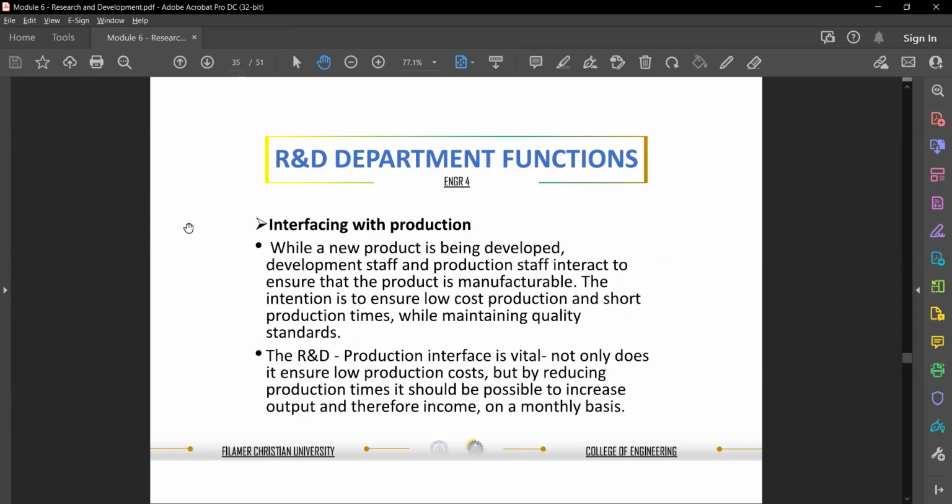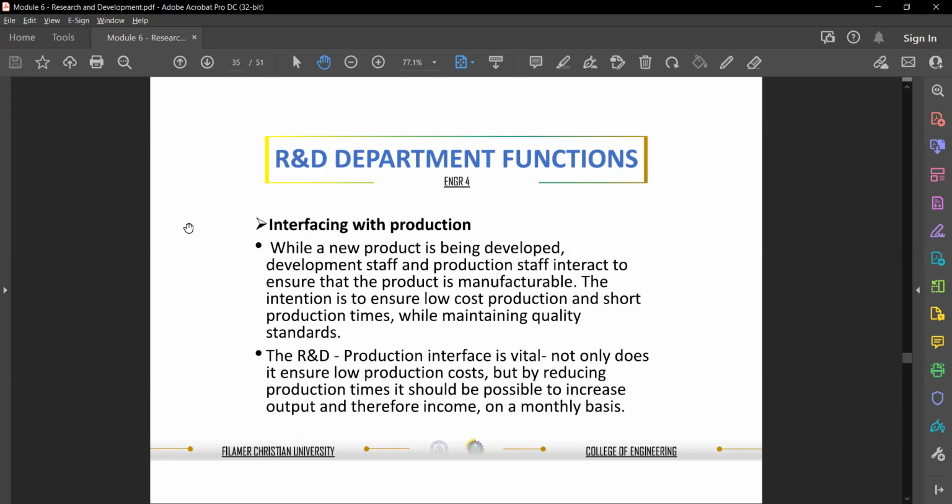Then interfacing with production. So while a new product is being developed, development staff and production staff interact to ensure that the product is manufacturable. So kumbaga, ito yung, kung sa research pa natin, kung sa thesis natin, feasible siya. Meaning, kaya mo siyang gawin. Diba? Yun yun. So the intention is to ensure low-cost production and short production times while maintaining quality standards.